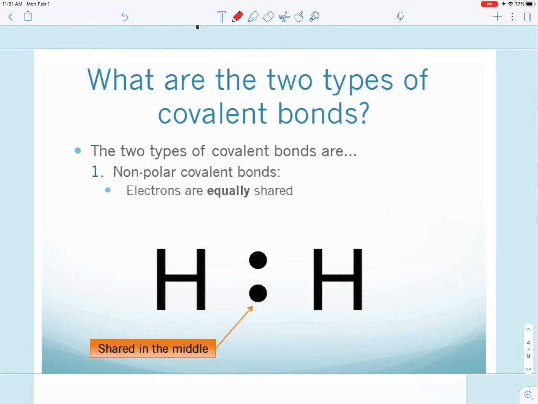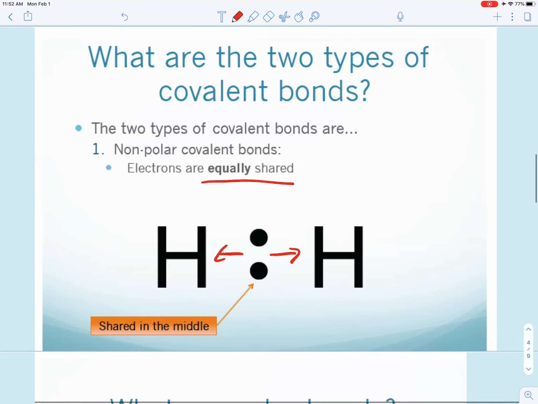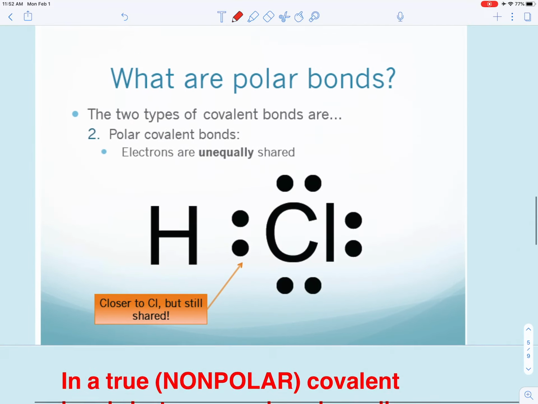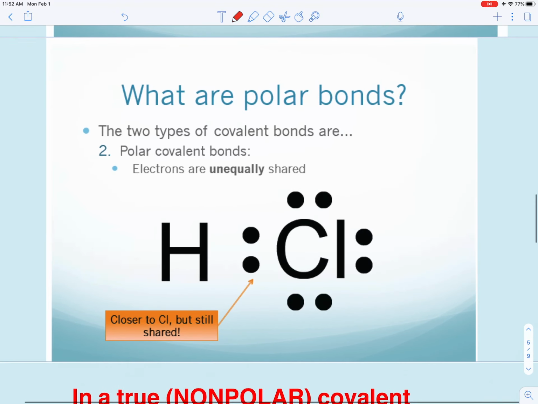We have nonpolar, which means that electrons are shared equally. So what that means is these electrons are being pulled equally in both directions, right? Neither hydrogen is pulling these electrons any stronger than the other. And so therefore, the electrons are being shared equally. Nonpolar, equal sharing. In a polar covalent bond, the electrons are unequally shared.